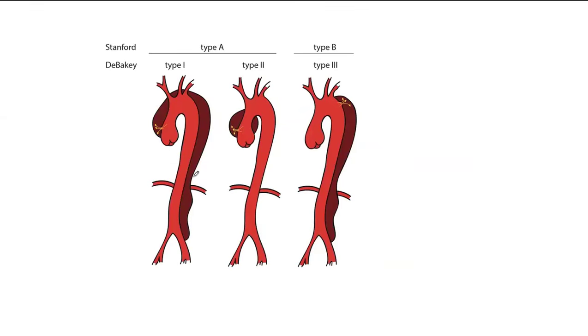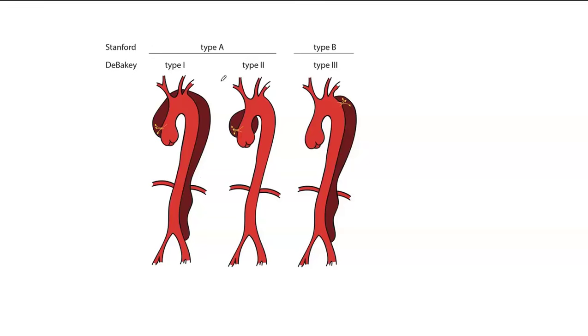Now, we divide aortic dissection. Aortic dissection is basically a tear in the aorta. You can see there is a true lumen and a false lumen. In the false lumen, the blood is getting collected. So there are type A and type B.